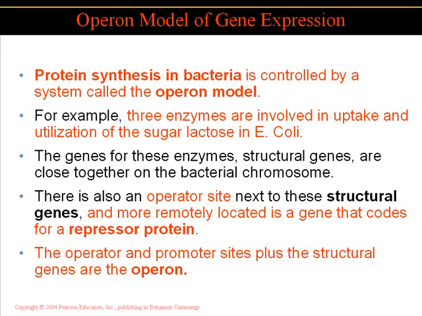The genes for these enzymes, structural genes, are close together on the bacterial chromosome. There's also an operator site that's next to the structural gene, and it's more remotely located to the gene that codes for the repressor protein, as we talked about earlier. The operator and the promoter site plus a structural gene is referred to as the operon. And again, this model is specifically for protein synthesis in bacteria. So there's an operator site, there's a promoter site, and then there's a structural gene. This is what's referred to as the operon.